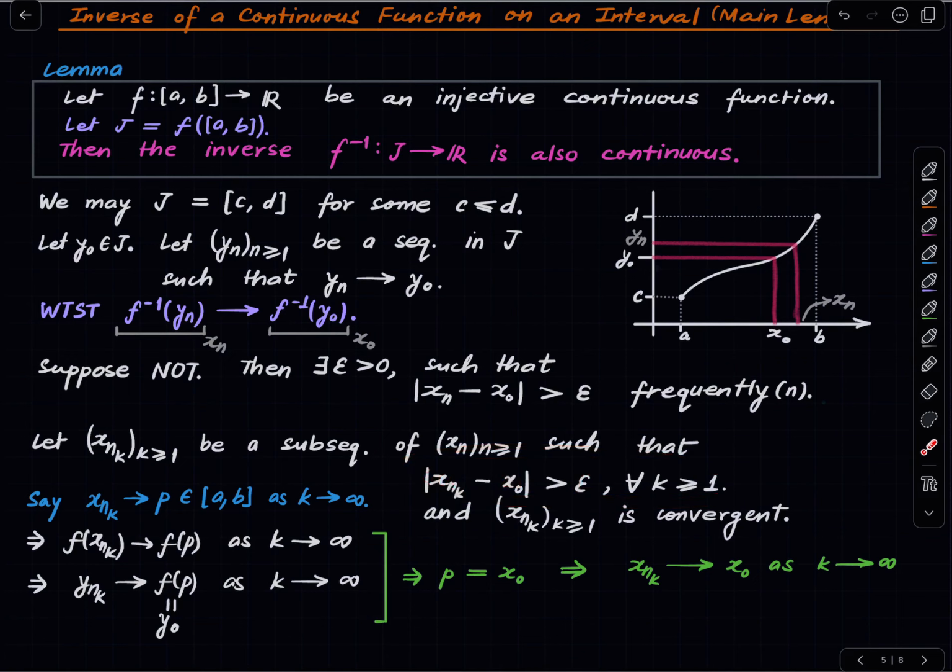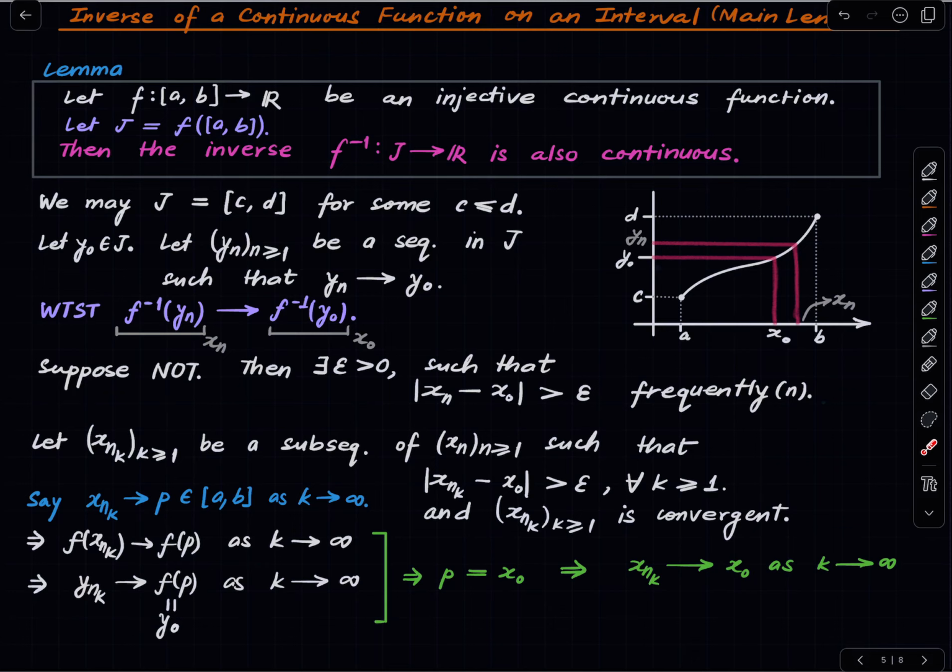This statement and that statement are in contradiction, and therefore we have proven continuity of f inverse at the point y naught, and we are done. It's an interesting piece of reasoning, but not at all a hard piece of reasoning. Okay, so that's very nice.